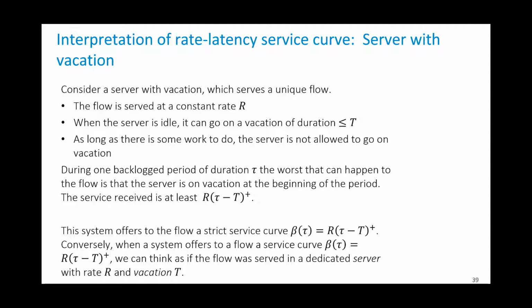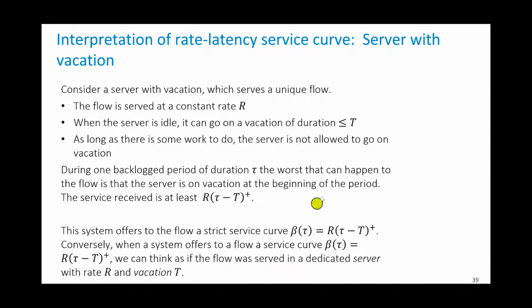The rate latency service curve is one that is very, very often used when we do traffic engineering and exact calculation of delays in industrial networks. So it's useful to have a mental model that is perhaps more physical. We've seen an example of a flow that was interrupted, but in general we can think of it as a server with vacation. A server with vacation that serves a unique flow is by definition a server that serves at a constant rate R, and when the server is idle, it can go on vacation for a time at most T, which is exactly what happened in the case we saw before.